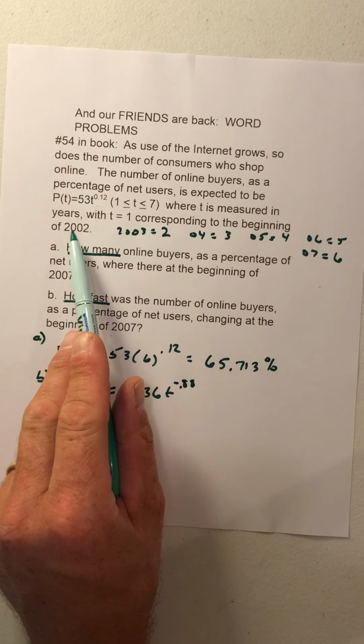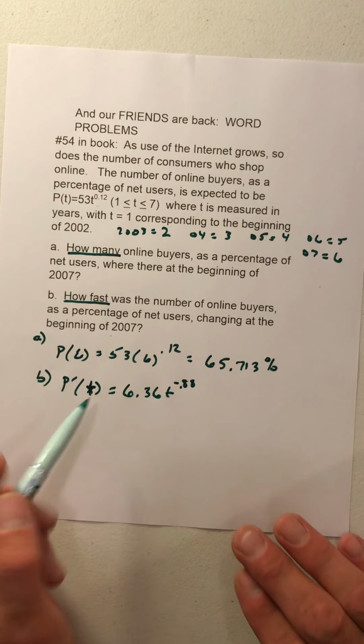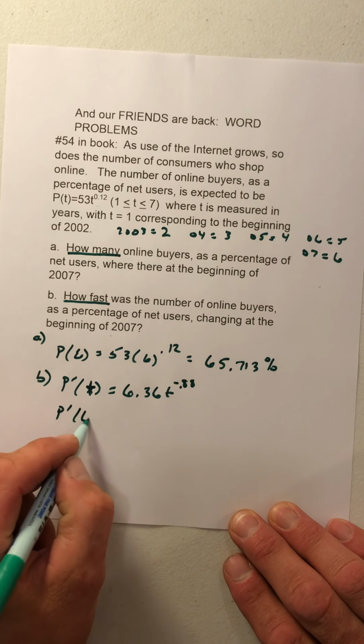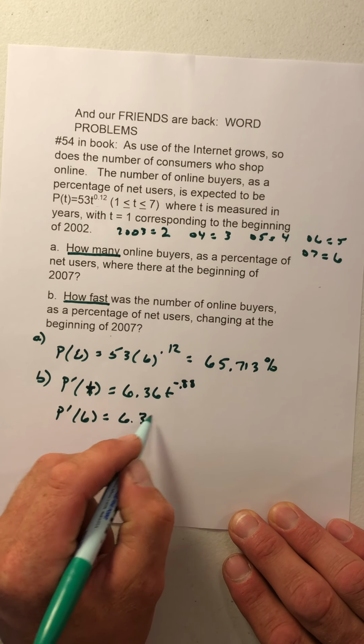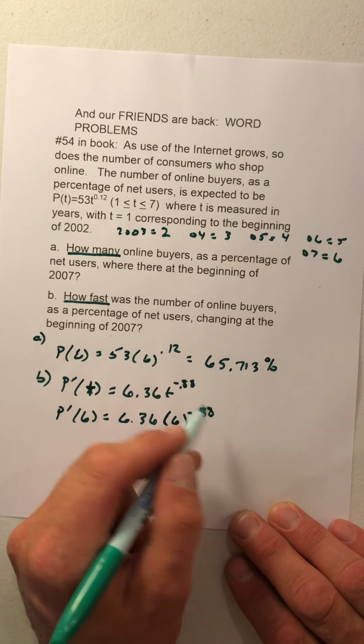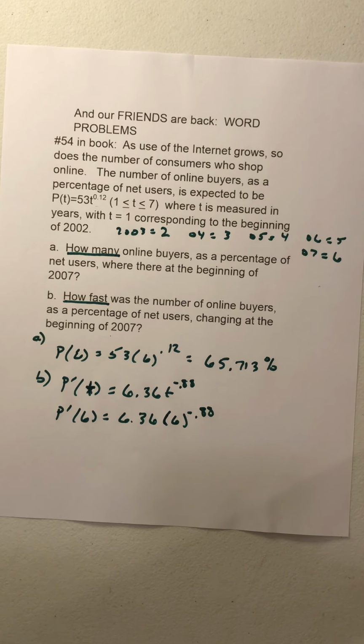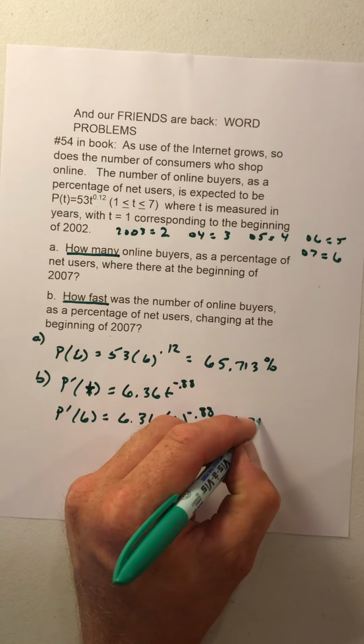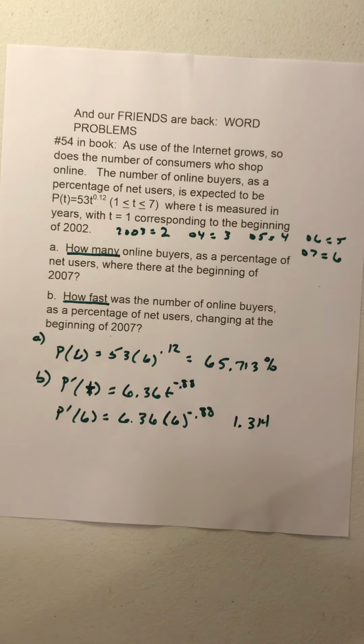So again, if 2002 was year 1, 2007 is going to be year 6. So P prime of 6 gives us 6.36 times 6 to the negative 0.88. So we can go ahead and type that into our calculator. Again, I wouldn't expect you to know that. I don't know how to do that necessarily. I guess we could figure something out with it, couldn't we? Negative 0.88. So we get 1.314. And that is how fast it's changing.